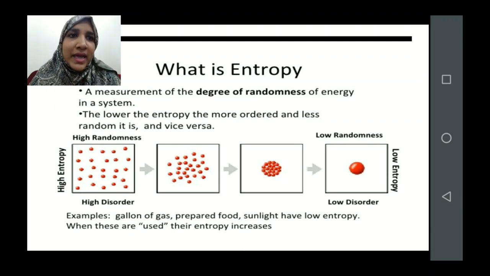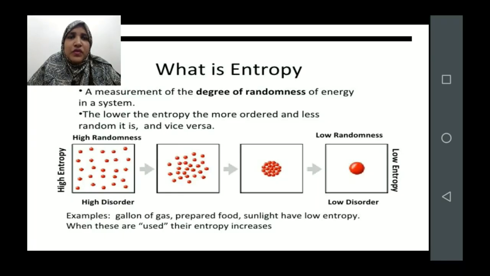Okay, here one flow chart diagram is given where you can see there are square boxes in which some particles are shown with red dots. Okay, so in the first, the particles are randomly dispersed. It means it has very high disorder and high entropy. As these particles come closer to each other, their randomness will decrease, and in the last one all the particles have combined into one entity, and that will have the least randomness.